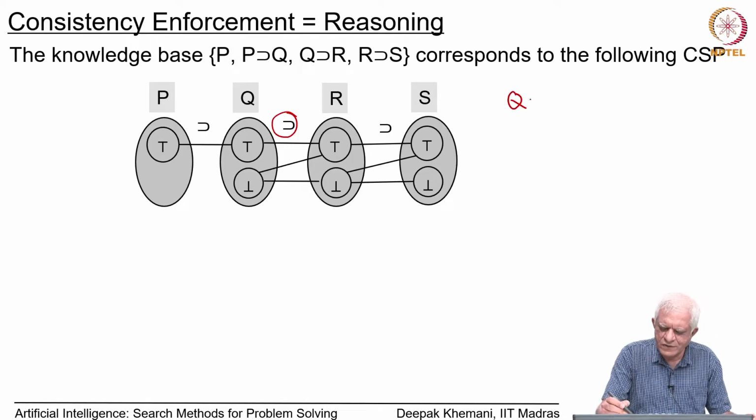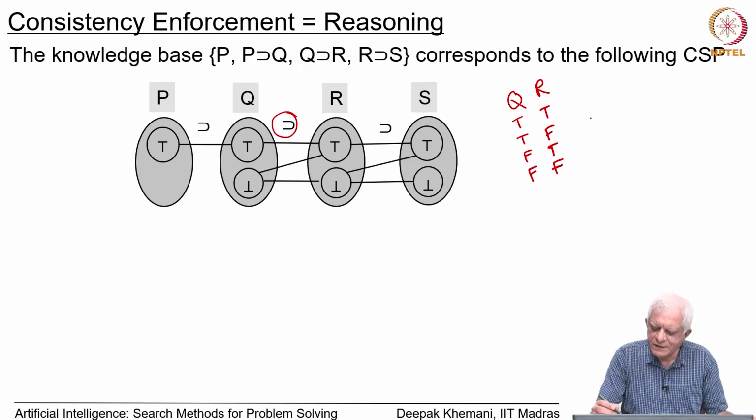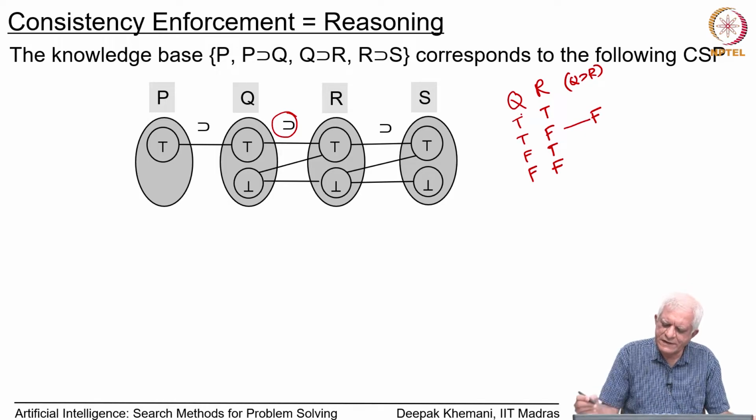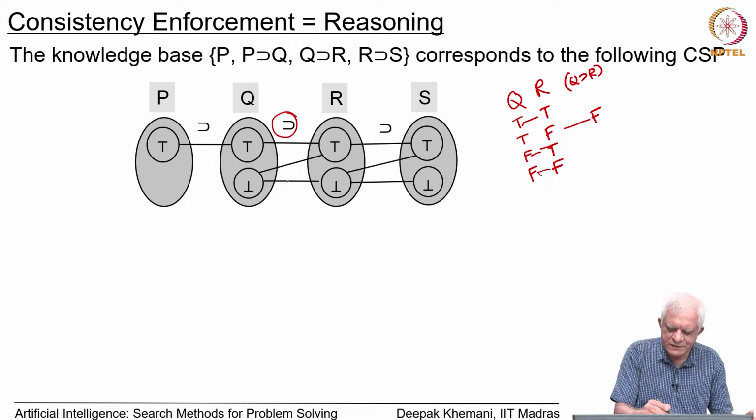So, if you write Q, this is true, true, false, false, and if you write R, true, false, true, false. I have written false instead of bottom, but I hope you are familiar with the terminology by now. The only case where Q implies R is false is this one, and in the other 3 cases it is true, and those other 3 cases correspond to the constraint graph here. So, there is an edge between T and T, there is an edge between F and T, there is an edge between F and F.